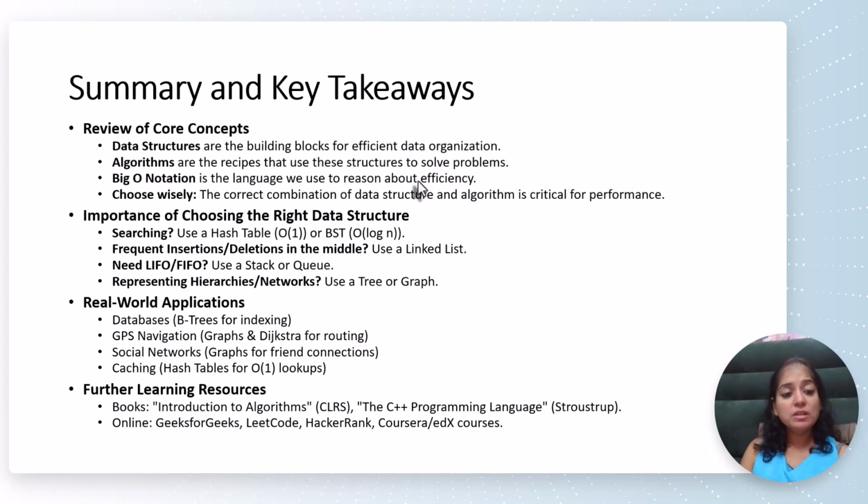If you talk about real world applications, B trees are very popularly used in databases; for GPS navigation, graphs and Dijkstra; for social networking, again graphs for friend connections; and for caching we use hash tables. So these are the real world examples.